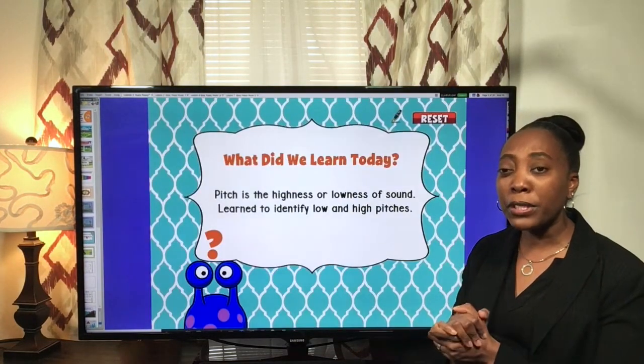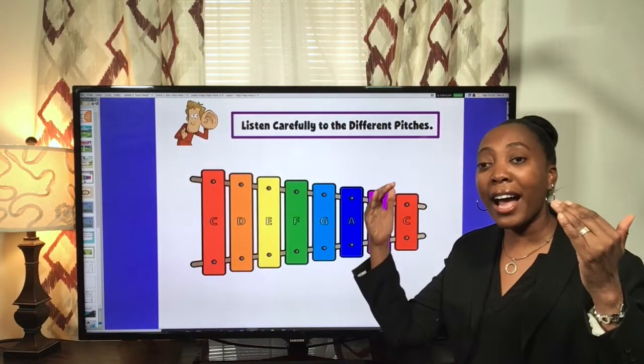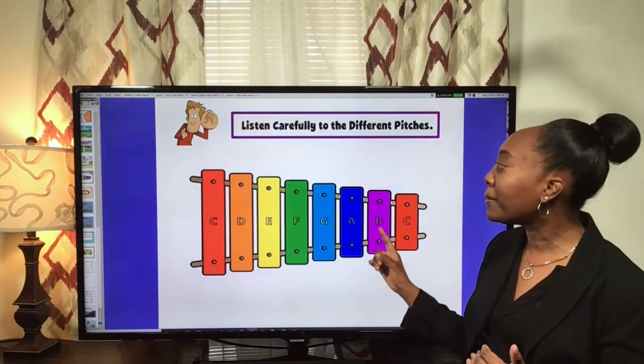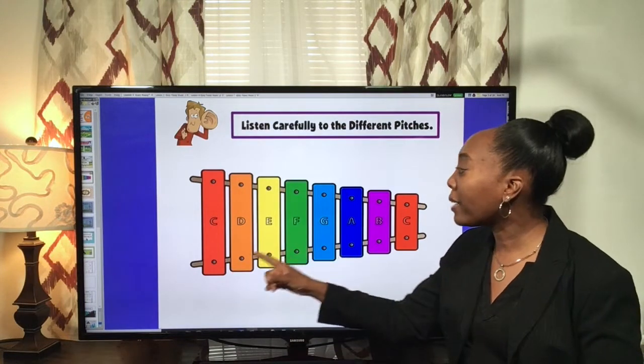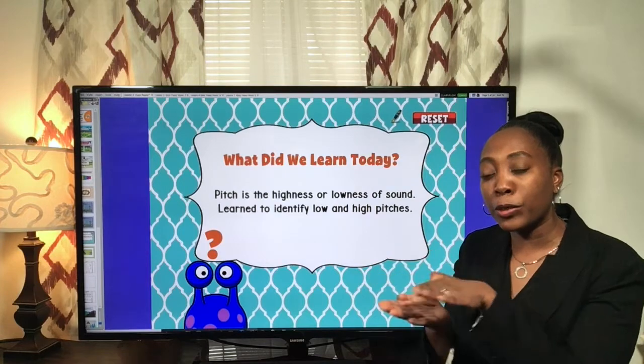And what else did you learn? You learned to identify the high and low sounds, right? We listened to that xylophone. We were able to identify the pitch. We recognize that it gets higher by the bars getting smaller.